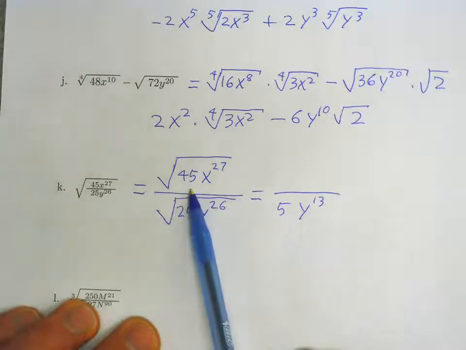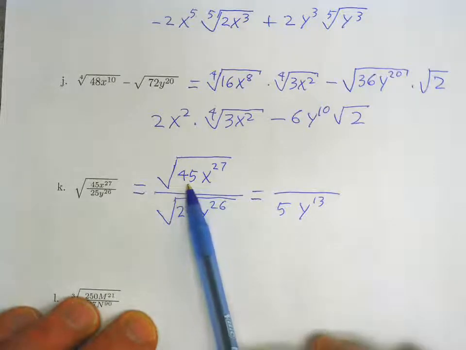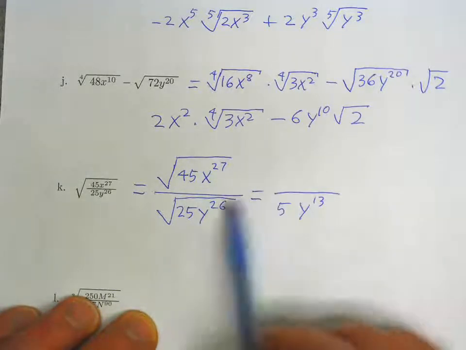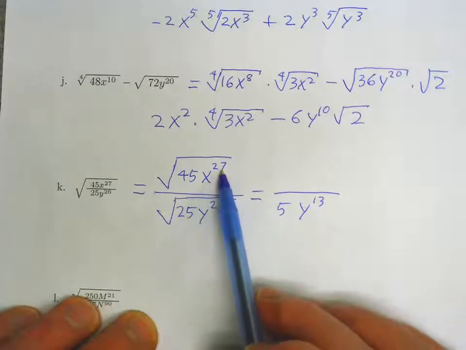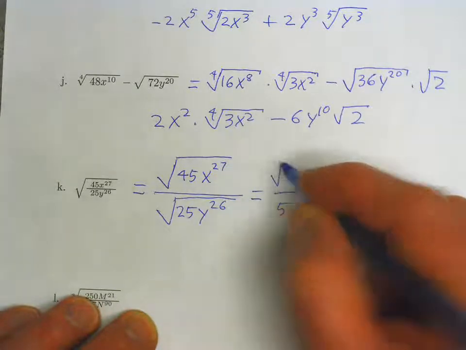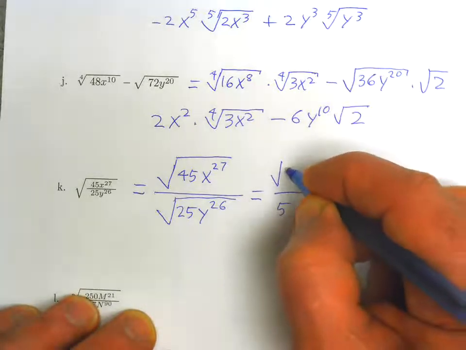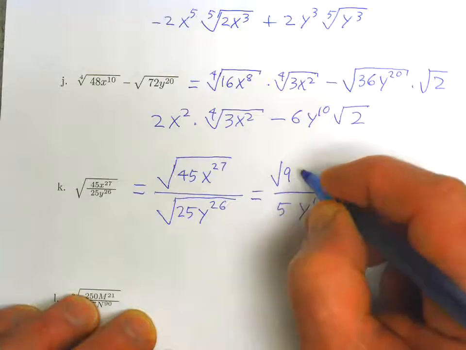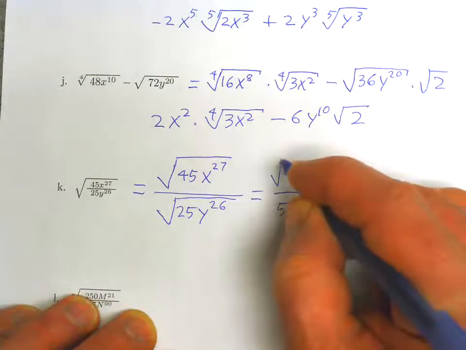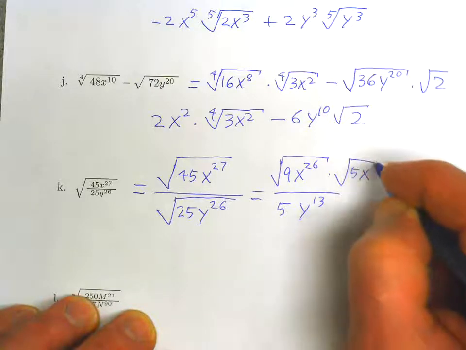And then we work on the numerator. The largest factor of 45 that's a perfect square is 9. The largest factor of x to the 27th that's a perfect square is x to the 26th. So we're about out of time. This will be the last one we do. So the square root of 9x to the 26th times the square root of 5x.